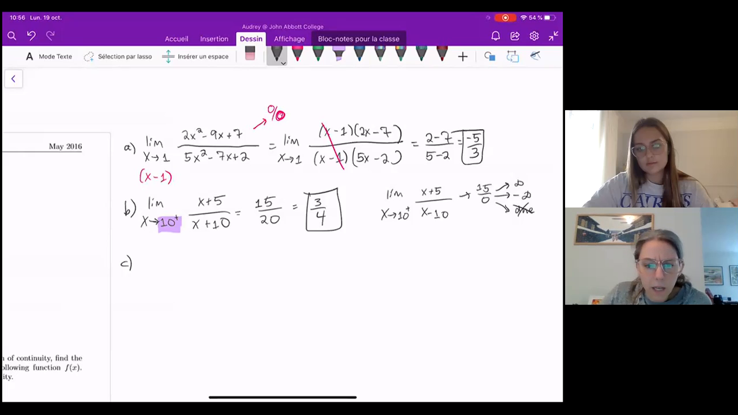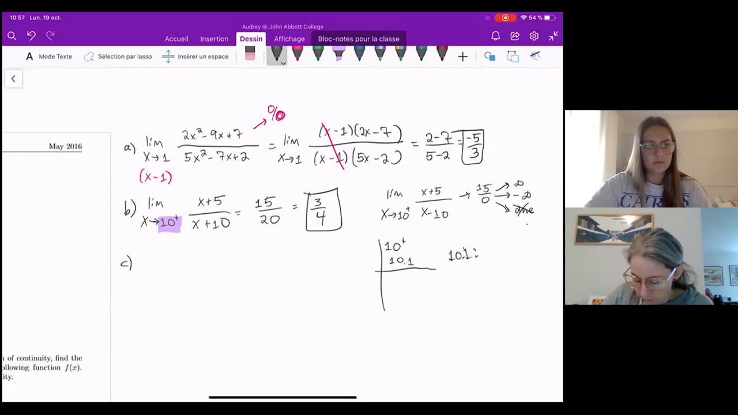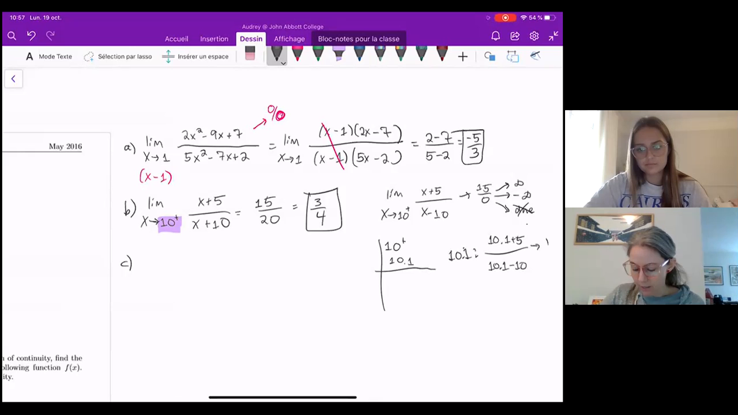Wait, why are we saying negative 5 over 0? Oh, okay. So does not exist is not there. We're looking at 10 from the right. So that's like 10.1. Now is when I would plug in 10.1. So I'm saying 10.1 gives me 10.1 plus 5 over 10.1 minus 10, which gives me a positive over a positive. So it's positive. So what's the final answer here? Infinity. Positive infinity. You got it.